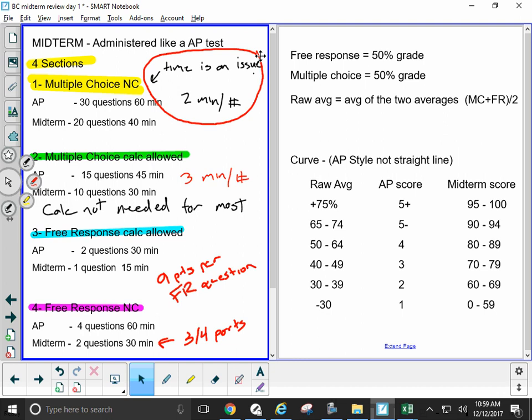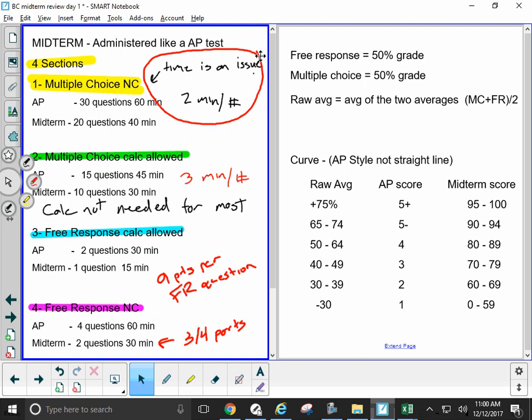Now, based on your raw average, you will then receive a numerical score on the AP exam, a 1, 2, 3, 4, or 5. Historically, it has fallen on this type of scaling. If you got above a 65% for your raw average, you will get a 5. Okay? So if you get a D, you can get a 5. That's a raw average. If you get between a 50 and a 65, you get a 4.